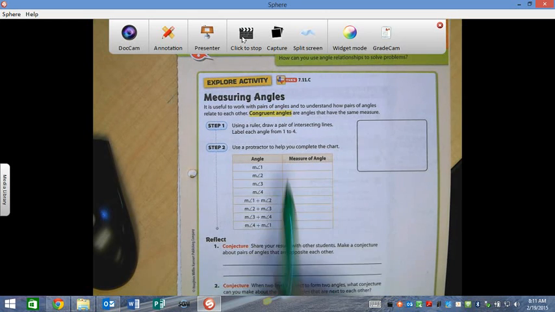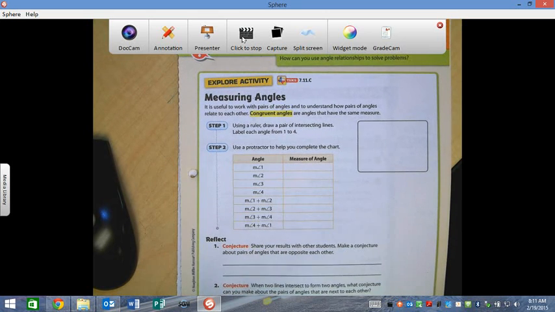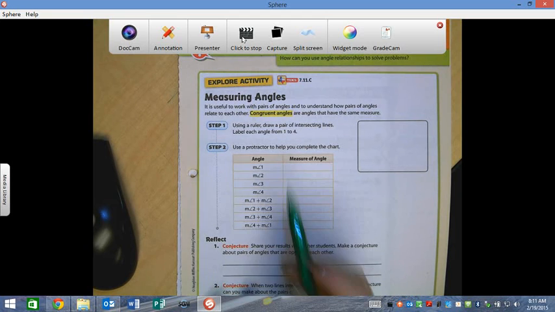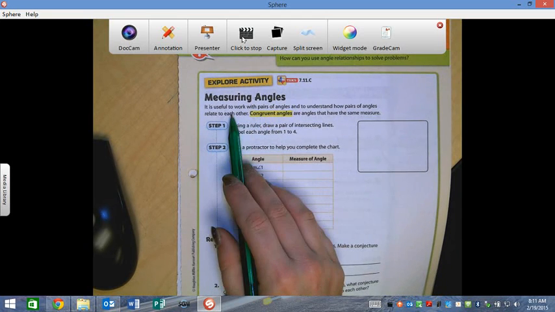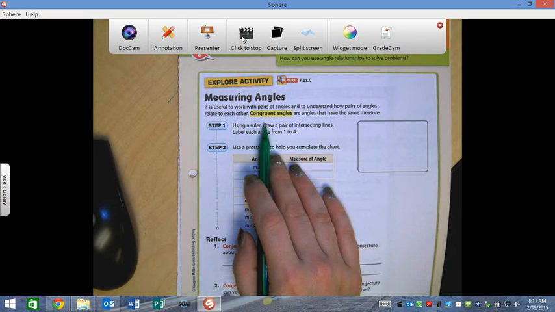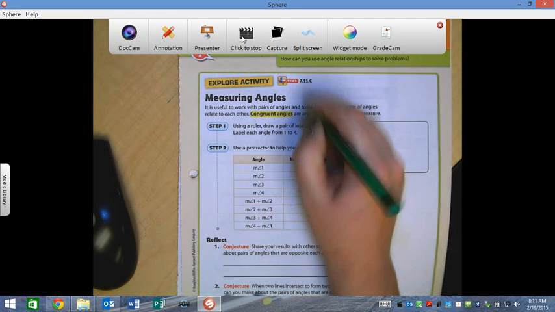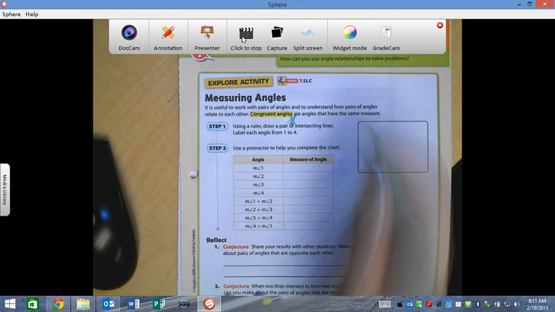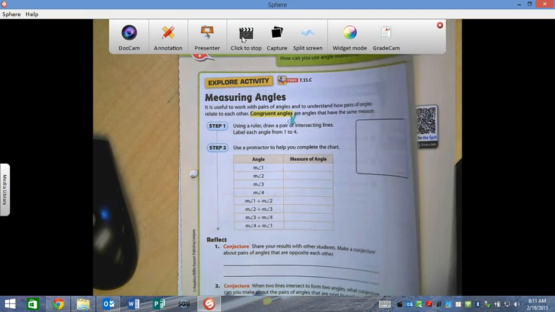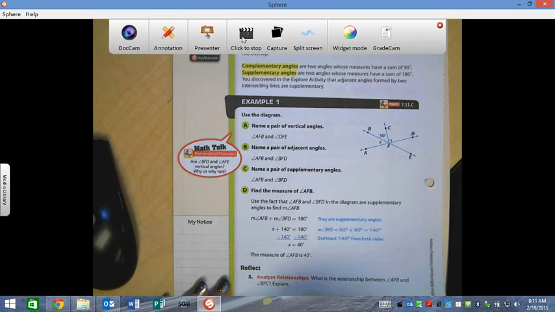But one really big important thing here is that it gives you the vocabulary word congruent angles. Remember, congruent is equal. So anytime you have congruent angles, it means they have the same measure. That is a big key part of the angle stuff that we're going to be working on in this unit. So let's flip it over to the beginning of the section.